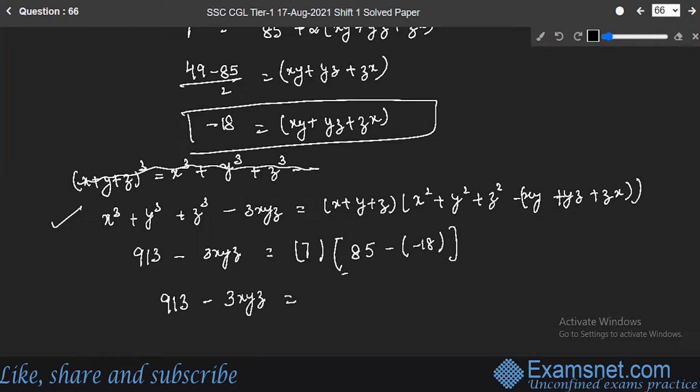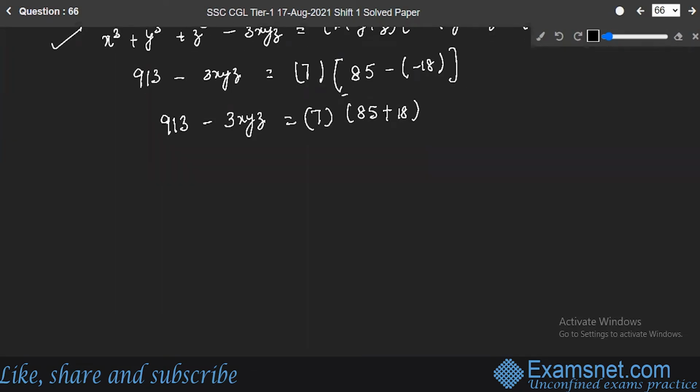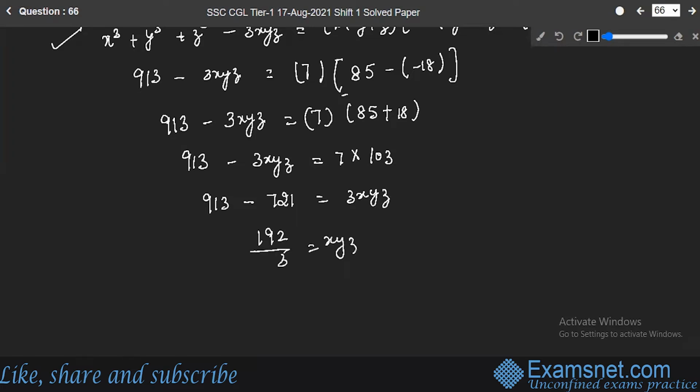So 913 minus 3xyz is equal to 7 into (85 + 18). Right? So 913 minus 3xyz is equal to 7 into 103. This gives 913 minus 721 is equal to 3xyz. 192 upon 3 is equal to xyz, which gives you xyz is equal to 64.